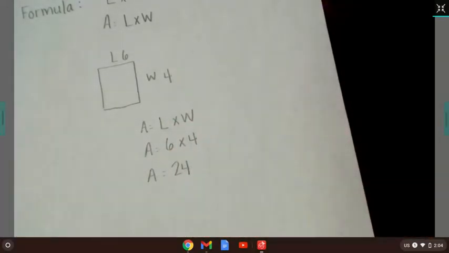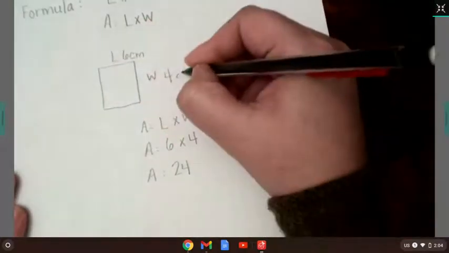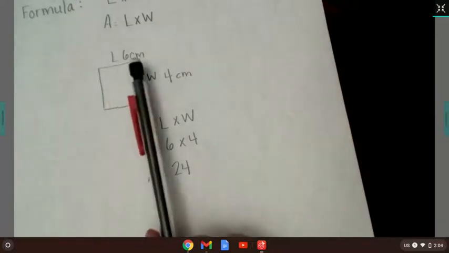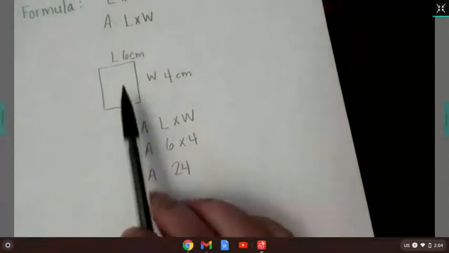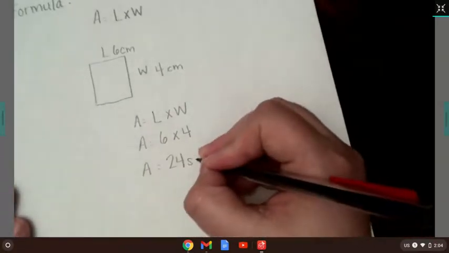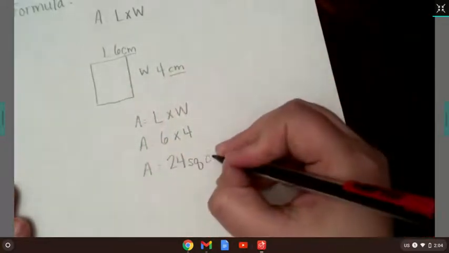Now, the thing about area, and this is with perimeter too, is you're probably going to have something that might say centimeters, or inches, or even units. Say it says centimeters. With area, every time you multiply, since you're trying to figure out the inside, it's going to be square and then whatever this is. So square centimeters.